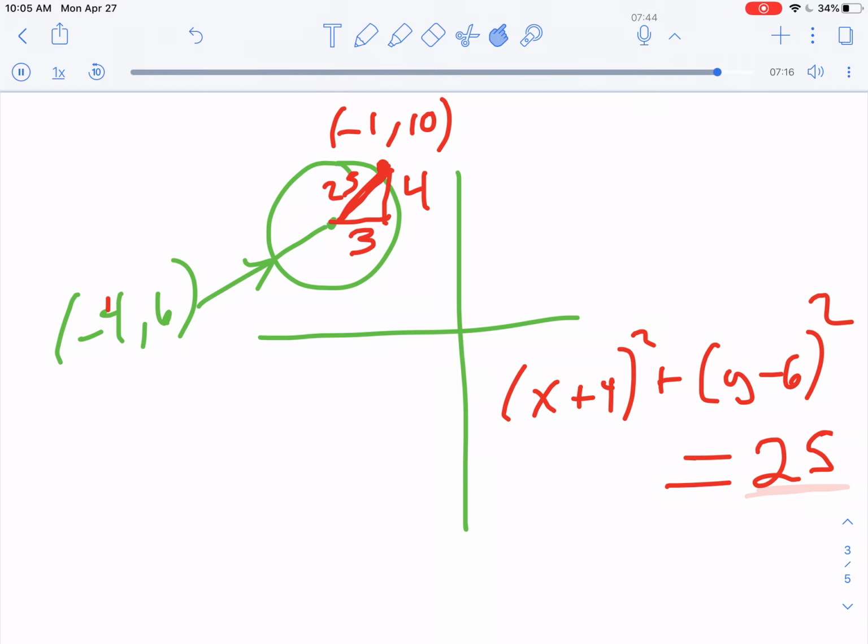Just use the distance formula to find the radius, or if you like, make it a right triangle, count over and up or over and down, square both pieces, add them together, and it always gives you r squared, which is the radius squared over here.